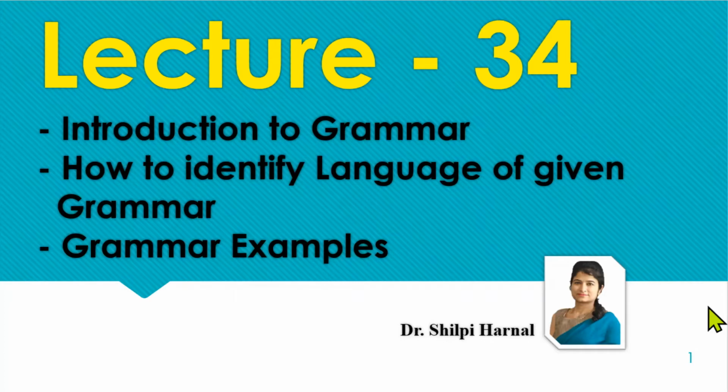For this session we are just going to cover language identification for a given grammar. In the next lecture we will be covering how to construct the grammar. By construction of grammar we mean that we have to construct the production rules for the given language, right? In this lecture we are just covering language identification from the given grammar. So let's start with the lecture.